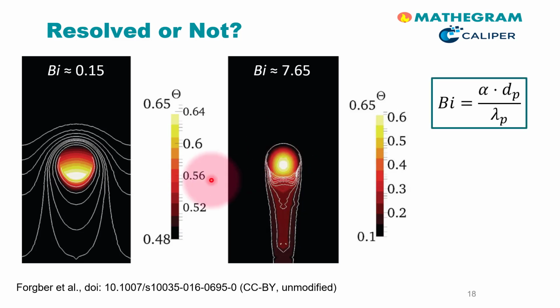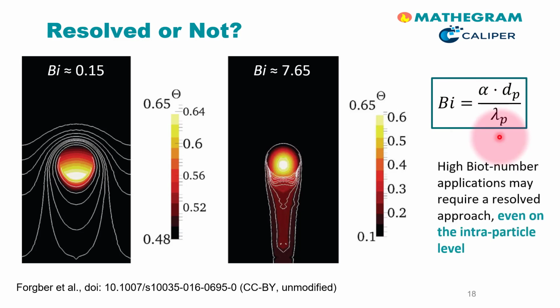We can cast the problem in dimensionless quantities, which are the Fourier and Reynolds number, which are not shown here, as well as the very important Biot number, defined here on the very right. The key message is clear. High Biot number applications may require a resolved approach, not only of the fluid domain, but also on the intraparticle level, meaning inside the particle. The reason is the inhomogeneous temperature distribution inside the particle.